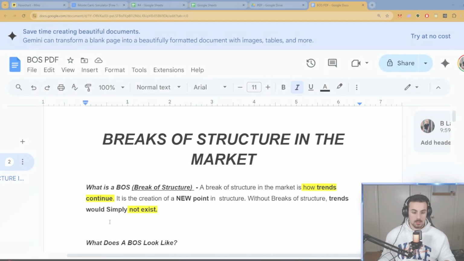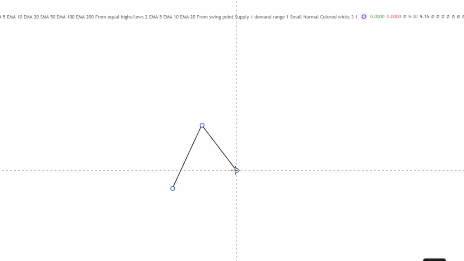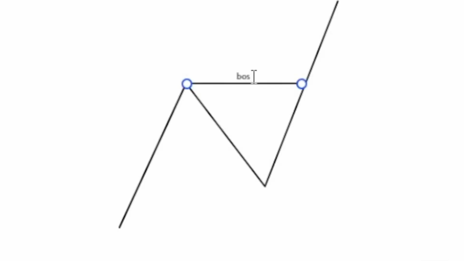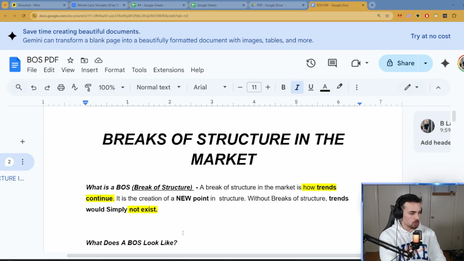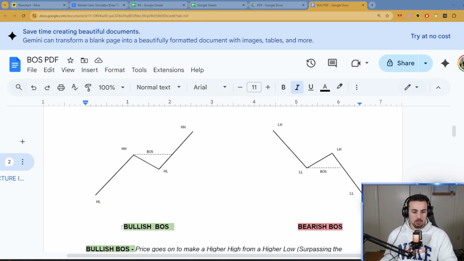Okay. What does a break of structure look like? Well, before I show you the diagram, at this point, you should know that it's going to look like a creation of a new point that comes from an existing point within structure. So let me put that diagram in front of you so you at least have something to refer to. You have a bullish example and a bearish example.